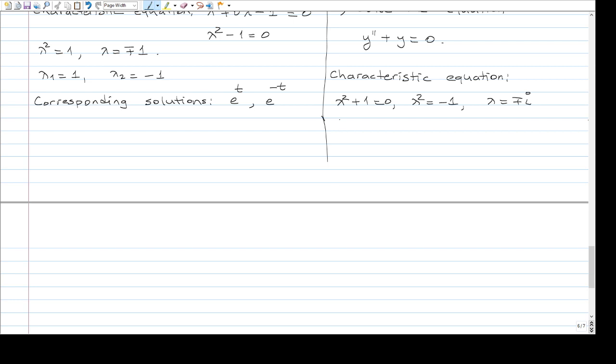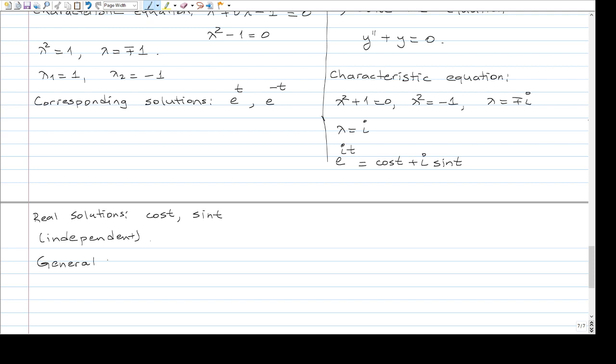So it is enough to consider just one eigenvalue. For lambda equals i, we need to consider the function e to the i times t. This means cosine t plus i times sine t. So real solutions are cosine t and sine t. They are independent. So in this case, our general solution is c1 times cosine t plus c2 times sine t.